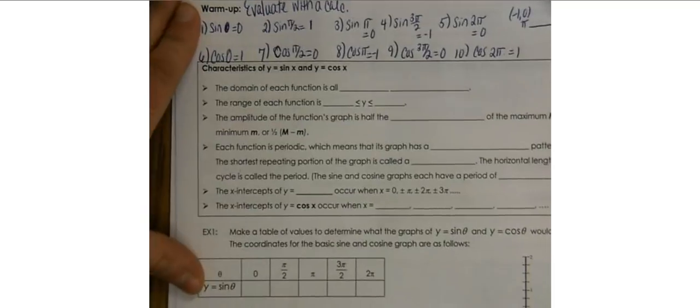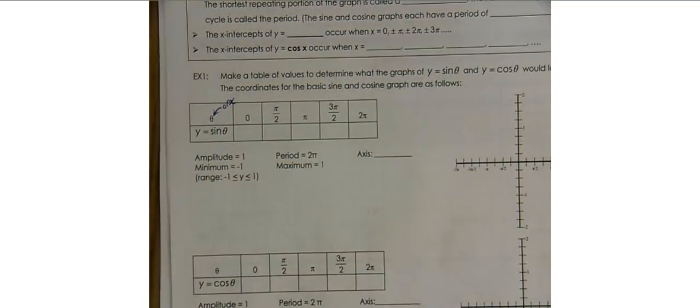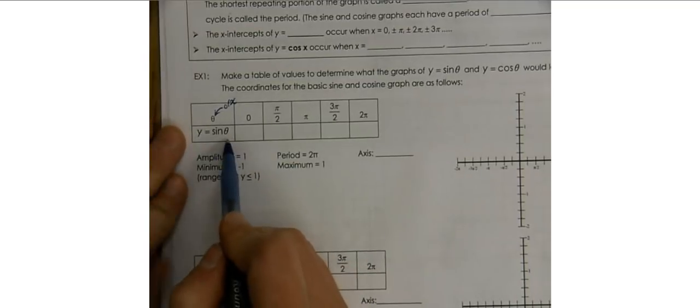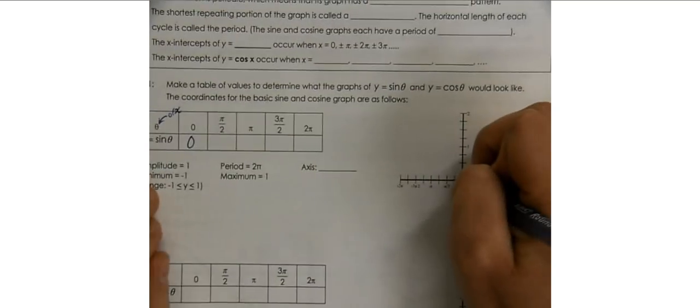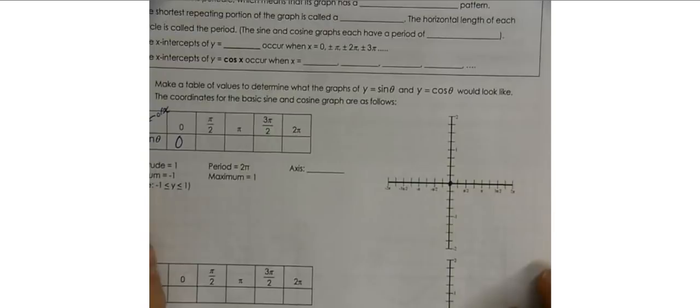So what I'm going to do, before I talk about the characteristics of a sine and cosine wave, is graph it for you. So what we have here is theta. You can use the value of x if you would like. You can write theta or x, if that makes more sense to you. But if we were to take the sine of 0, we know the answer to that is going to be 0. So our first point of the ordered pair for sine is going to be at 0, 0.